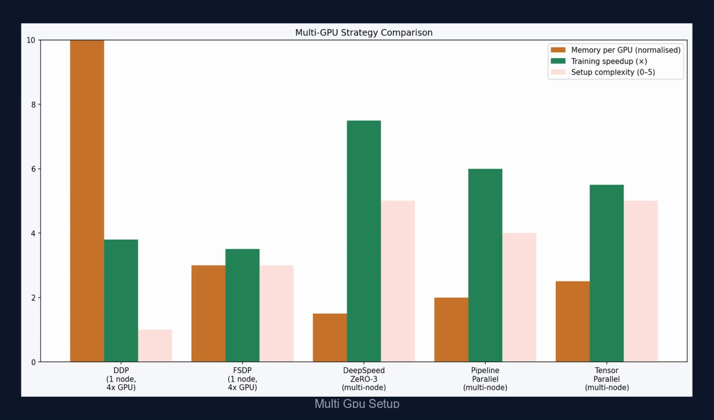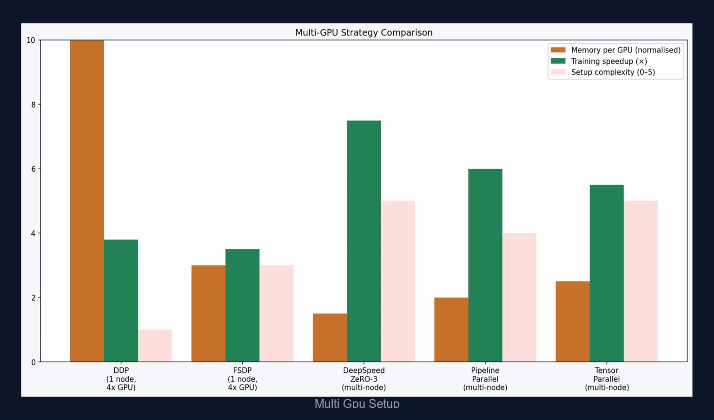DDP delivers strong speedup with full memory usage per GPU. Each device holds a complete model copy. It's the right choice for single-node multi-GPU setups like yours. FSDP, fully sharded data parallel, reduces per GPU memory by sharding model parameters across devices, but introduces communication overhead that limits speedup. It becomes attractive when your model is too large for DDP's full copy approach.